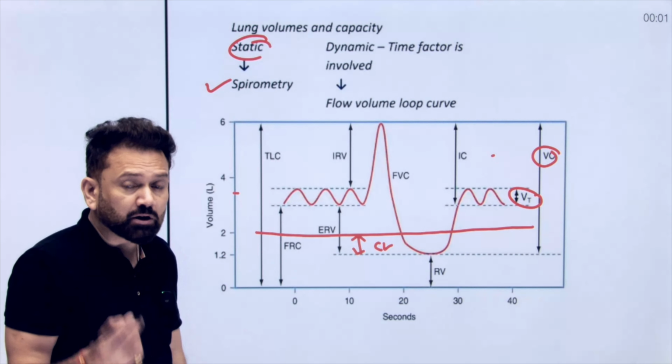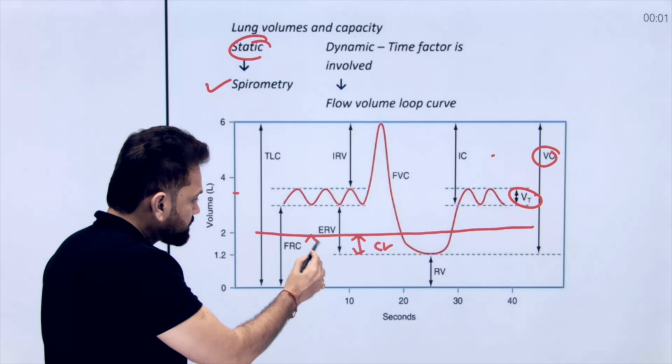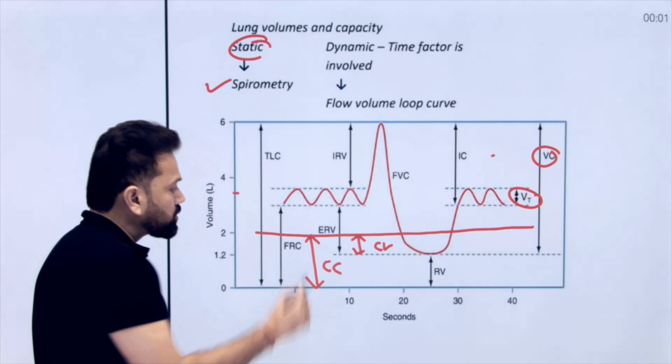One more entity, what is closing capacity? If you combine closing volume with residual volume, this is called closing capacity.